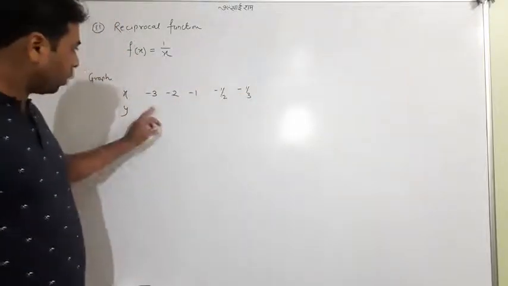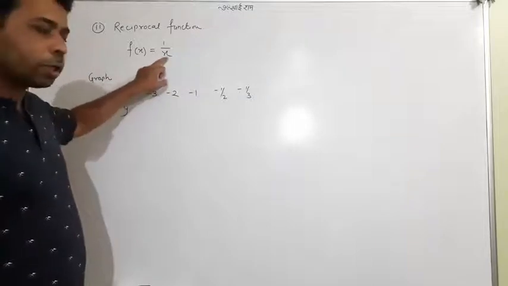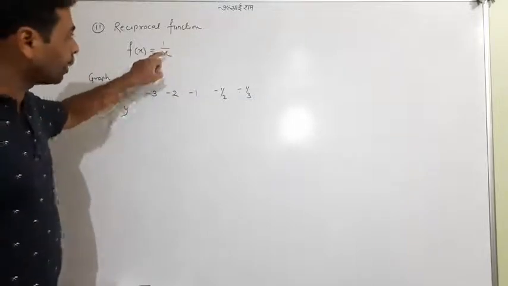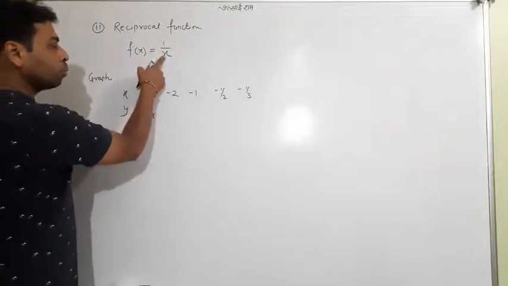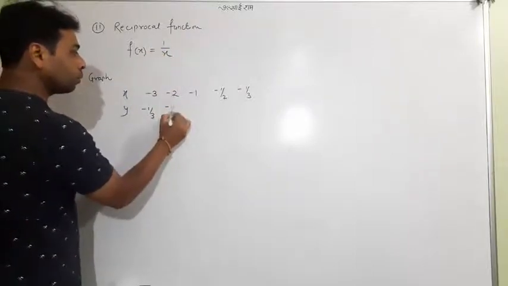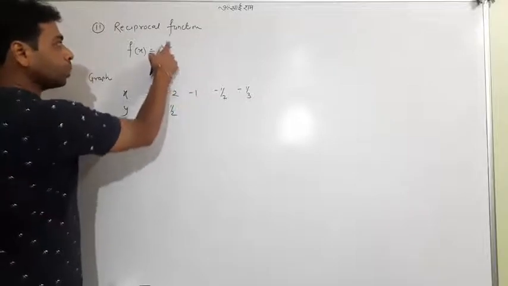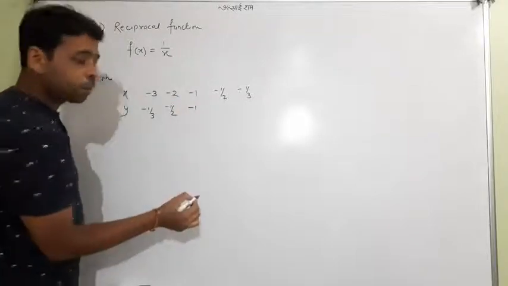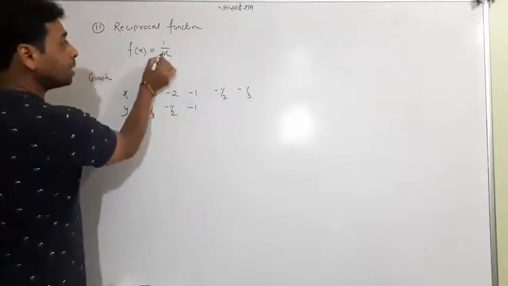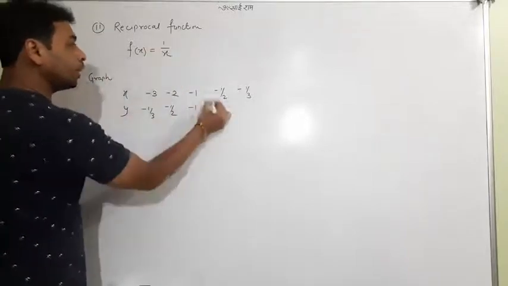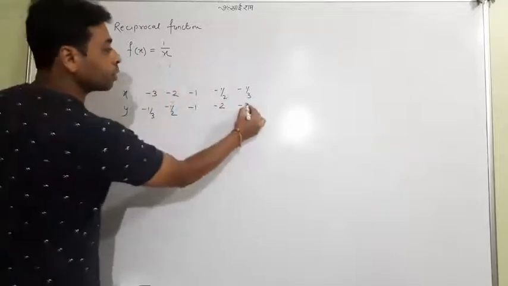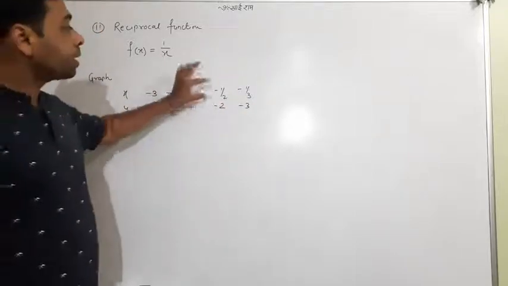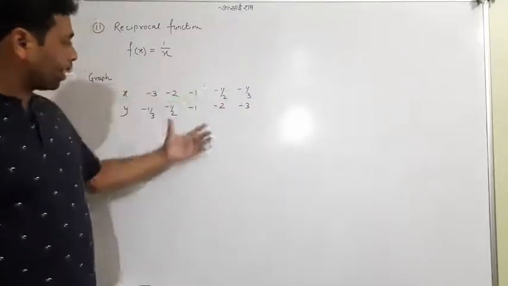If you put x equal to minus 3 here, you will get 1 upon minus 3. Put minus 2, it's minus 1 by 2. When you put minus 1, it is 1 upon minus 1, which is minus 1. When you put minus half, you automatically get minus 2. When you put minus 1 by 3, it is minus 3. So instead of x, put these values, and you will get these values.